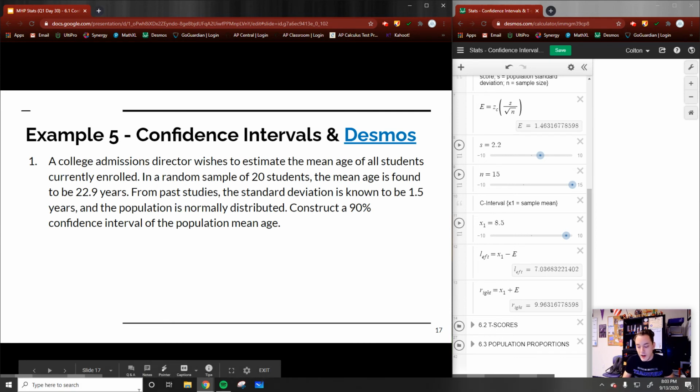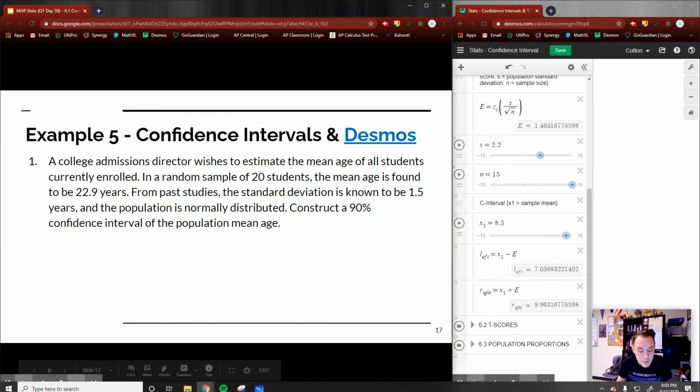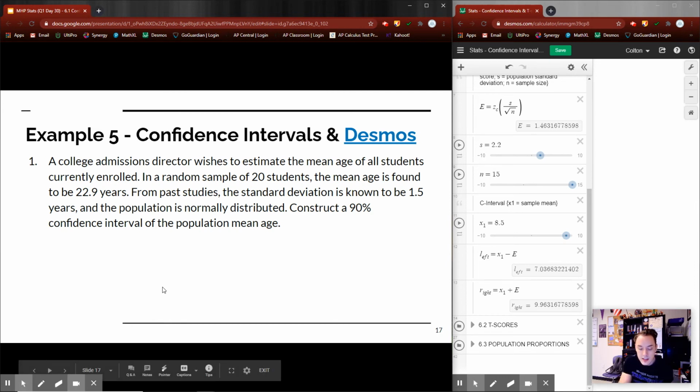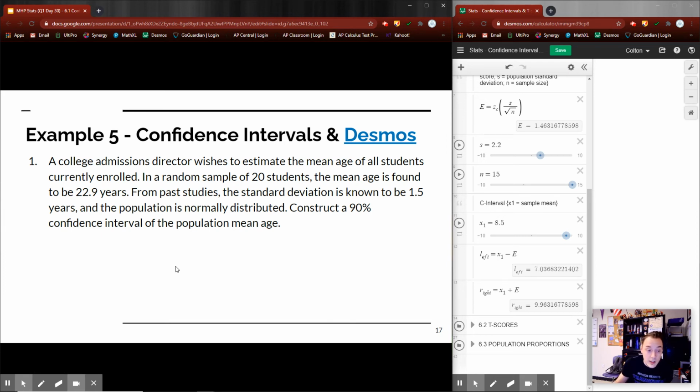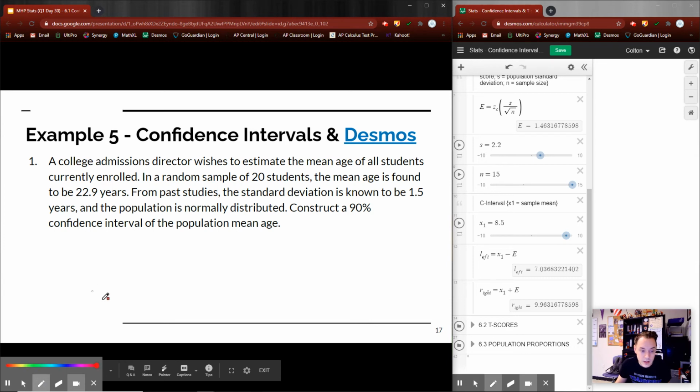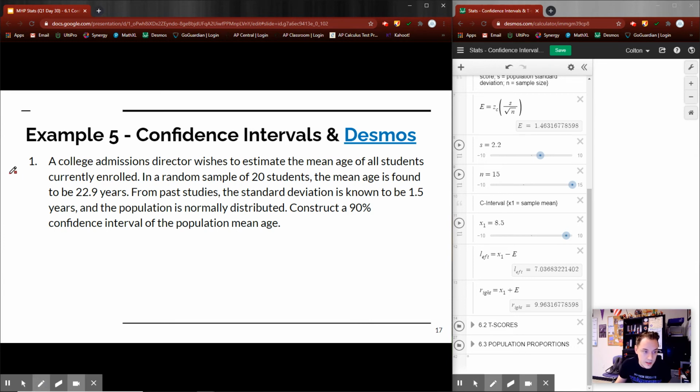So example 5. A college admissions director wishes to estimate the mean age of all students currently enrolled in a random sample of 20 students. So automatically, I can say a random sample of 20 students. I'm going to write this off to the side: n equals 20. The mean age is found to be 22.9.